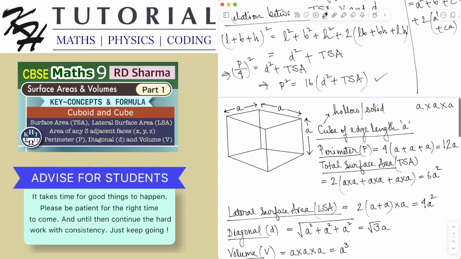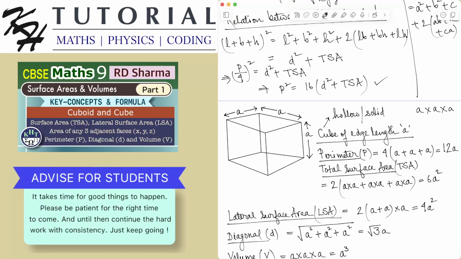So to define a cube, we only need one dimension, that is the side length or edge length.